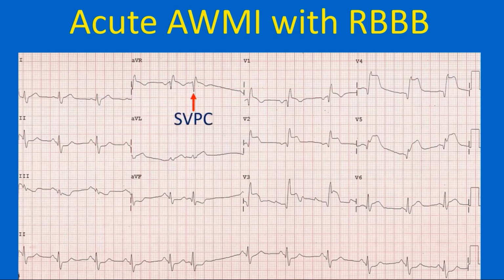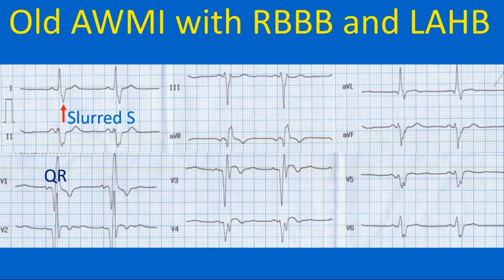There is a supraventricular ectopic beat seen in the augmented limb leads AVR, AVL and AVF and the corresponding segment of the rhythm strip. This beat is premature, has a P wave with a different morphology, narrow QRS and is followed by a pause. ECG in old anterior wall infarction with RBBB and LAHB.